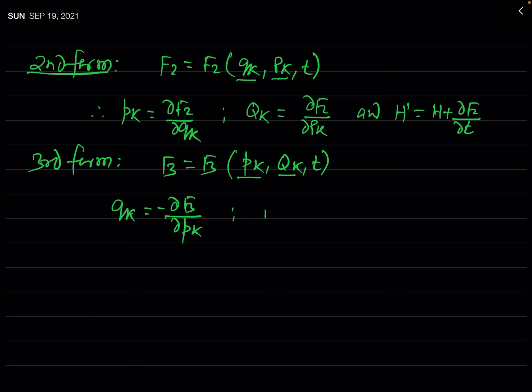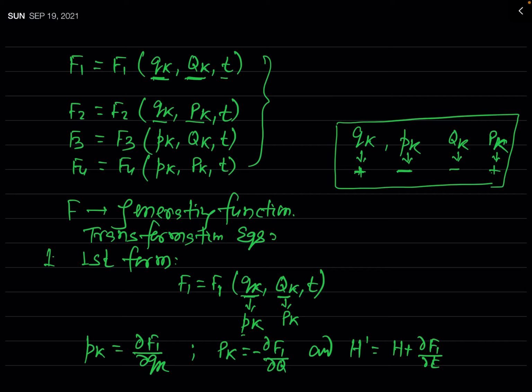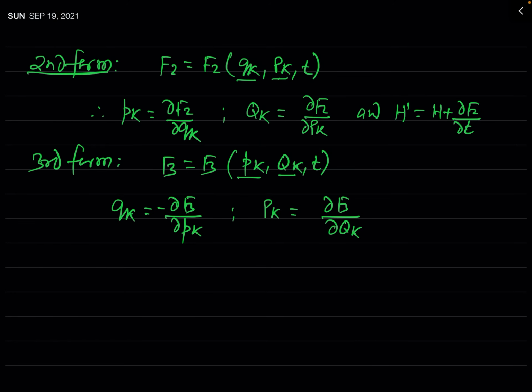Again, here is capital Qk, so we will find capital Pk. And for that we will differentiate F3 with respect to capital Qk. And now see the sign. When differentiation is with respect to capital Qk, I have told you the technique that you have to take minus sign. So here it will be minus again. And again the new Hamiltonian in this case too will be the old Hamiltonian plus del F3 by del t.